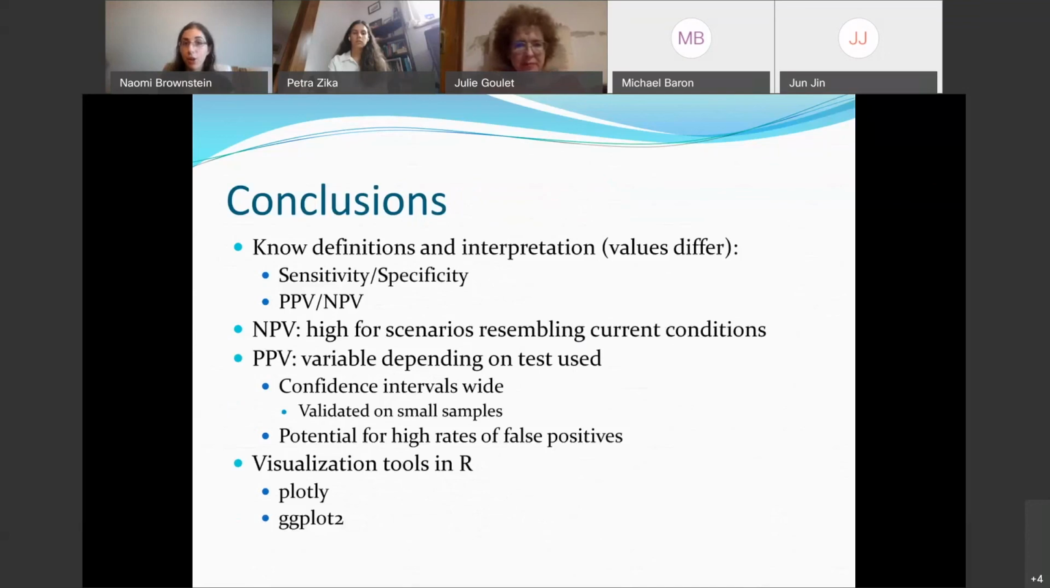Sensitivity and specificity are not the same as positive and negative predictive value, but positive and negative predictive value are what doctors and patients who are looking at test results after the fact are actually interested in, because they want to know how much they should trust or potentially think about the uncertainty of these test results. So negative predictive value was pretty high, and positive predictive value was kind of all over the map, and there's a potential for high rates of false positives. So we use these two tools to visualize that.